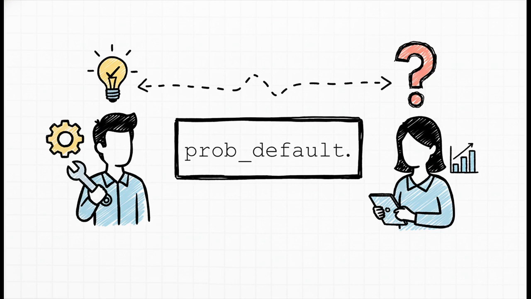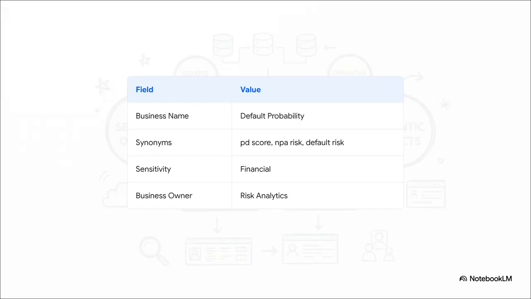They're going to need a lookup table or they'll have to call someone just to figure out what it means. So, what do we do? We enrich this physical column with business metadata. We map prob default to a nice, clean business name. We give it a clear definition, and most importantly, we add a list of synonyms. This is where we capture all the different ways the business talks about the exact same metric.